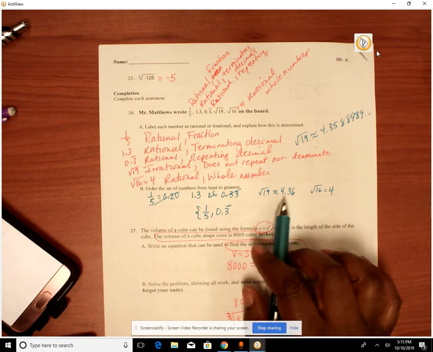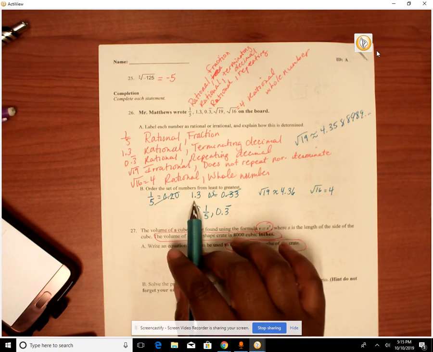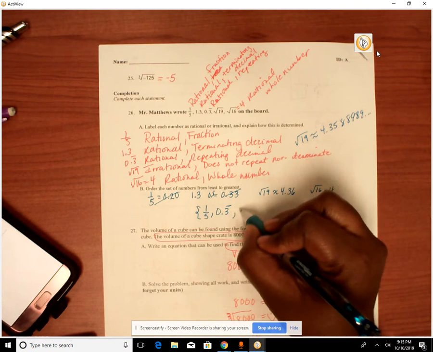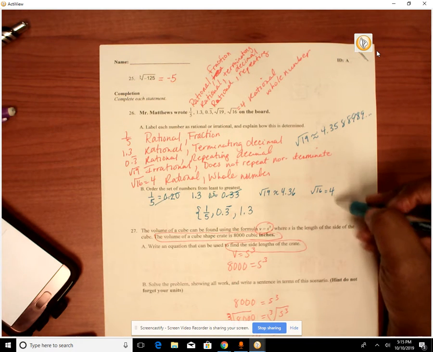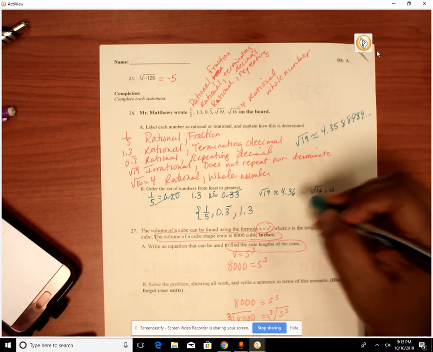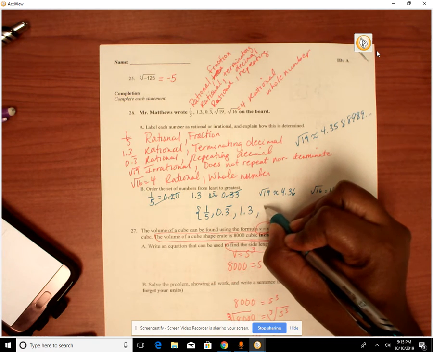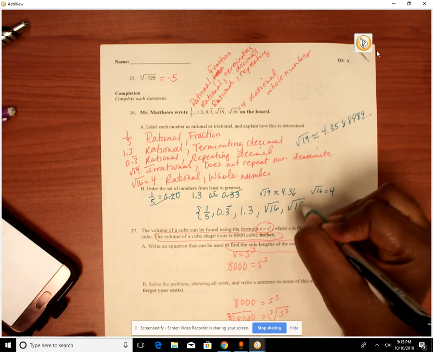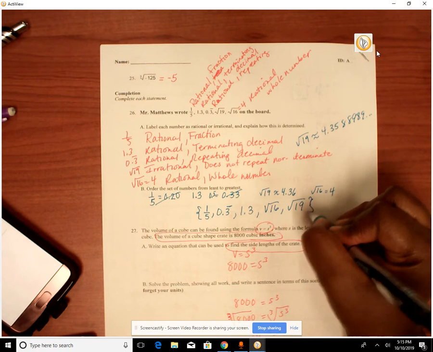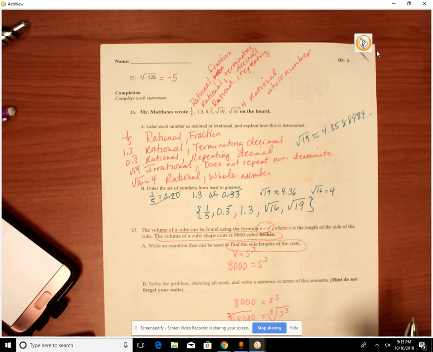This has a 1, and these two have 4s. 1 is definitely lower than 4. So 1.3. 4 is definitely lower than 4.36. So square root of 16, then the square root of 19. And that is ordered from least to greatest.